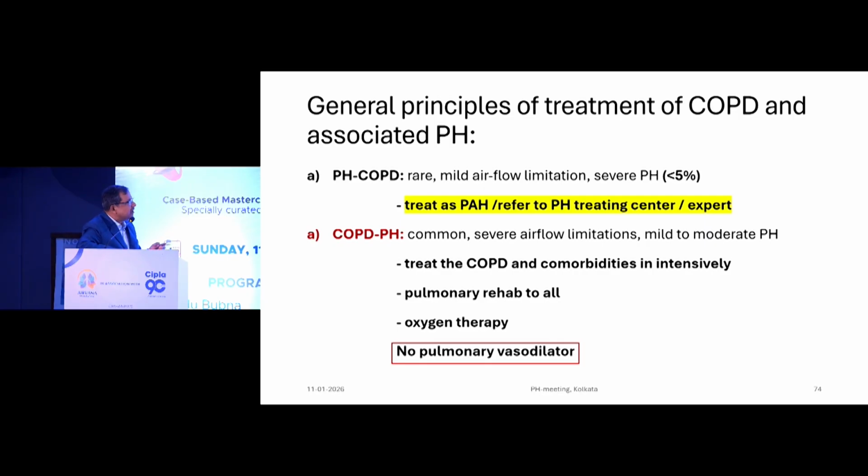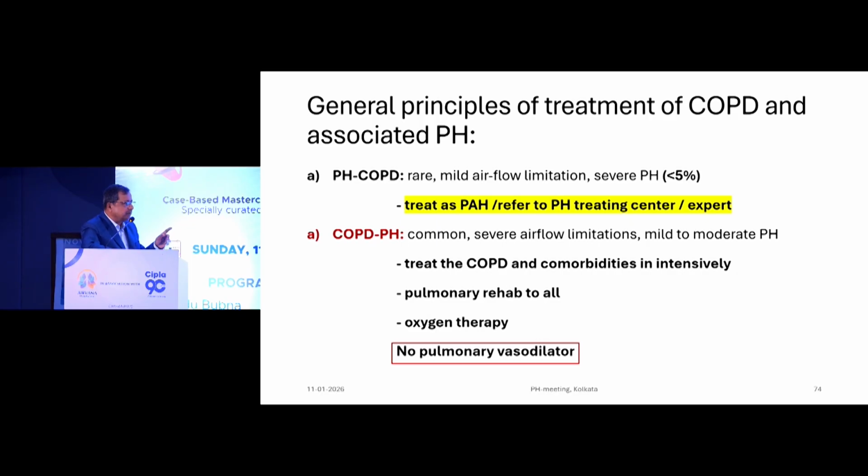This is regarding the general principle of treatment of COPD and associated PH. If it is PH-COPD, it's rare, as has been discussed: mild airflow limitation, severe PH. Treat the PH, or refer to a PH-treating doctor. One of my friends asked, why to a PH-treating doctor? Because experience matters, and these patients behave differently from COPD plus PH; they are a totally different phenotype. For COPD-PH, which is common: severe airflow limitation, mild to moderate PH, treat COPD and comorbidities intensively, pulmonary rehab for all, oxygen therapy, and no pulmonary vasodilators.